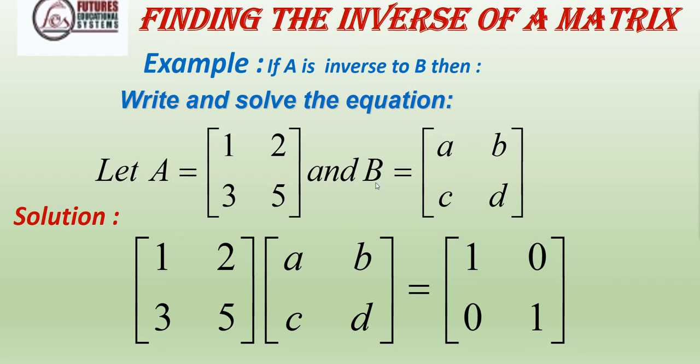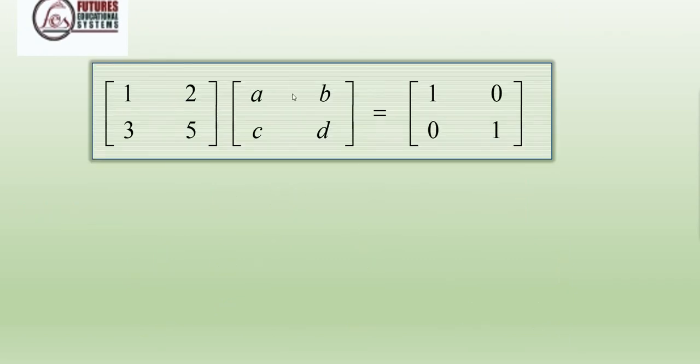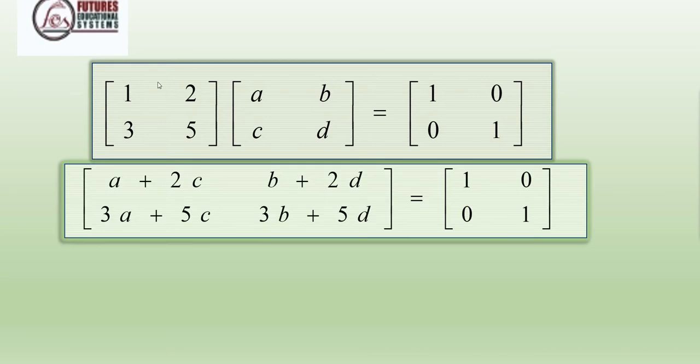Multiply A and B: matrix A multiplied by matrix B equals the identity matrix. 1 times A equals A, 2 times C, 2C, equals 1. That's the first equation. And the second equation, multiply the first row by the second column: 1 by B equals B, 2 by D equals 2D, equals 0. That's the second equation.